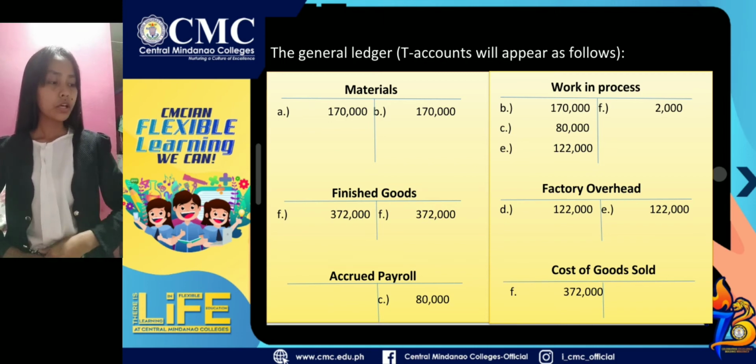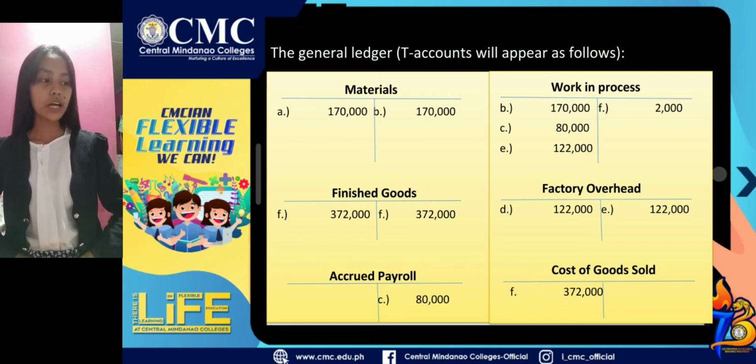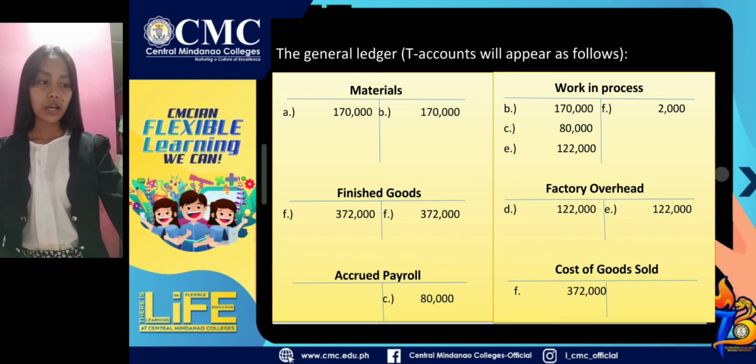And then, we also credited 372,000 kasi ito po yung sa last na natapos na or nakompleto na yung production. And kaya wala na pong tatrabahuin yung mga employees. Kaya nag-credit tayo ng work in process na 372,000. And then, sa ating finished goods, nag-debit tayo ng 372,000 kasi ito din po yung sa last na nakompleto na yung products or yung telephones. And then, at the same time, we credited 372,000 kasi ito yung naibenta na lahat ng mga finished telephones or yung finished na goods natin ng trams.